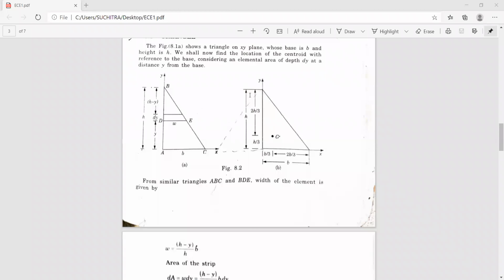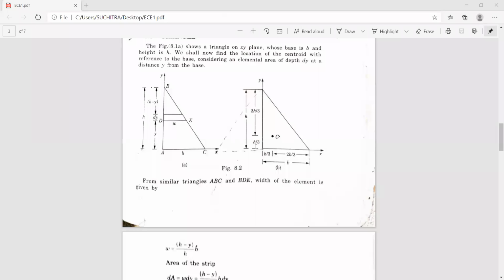Hello? Yes, sir. Okay. Now this is the right angle triangle and this is the centroid of this plane area. Now we have calculated y bar, that is, this height is y bar.